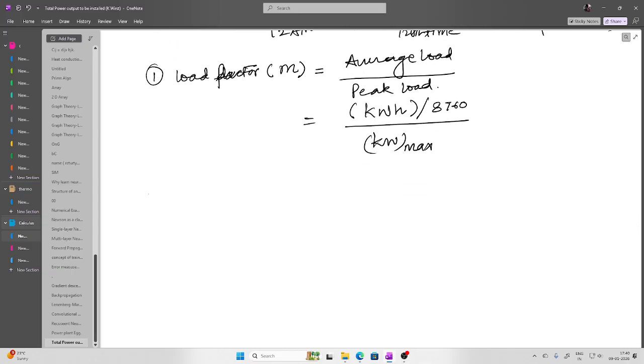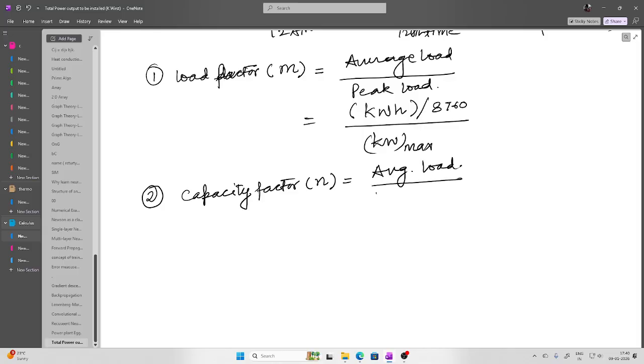Now, once this is clear, then I should also know about the capacity. So there comes the capacity factor, represented as N. It is defined as the average load to that of plant capacity or rated capacity of plant.